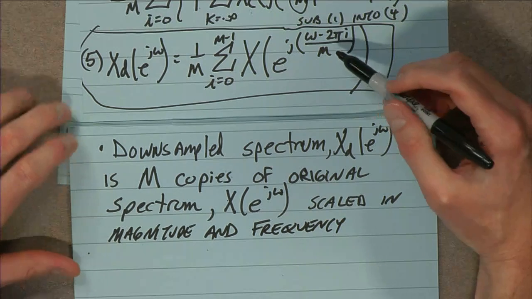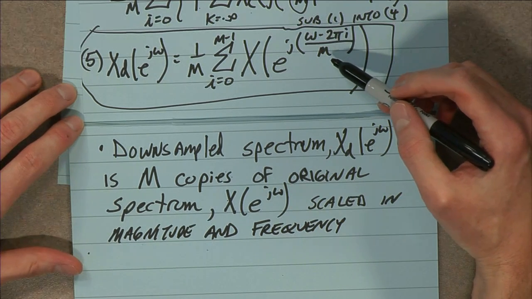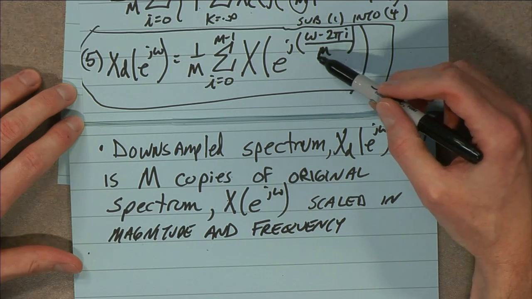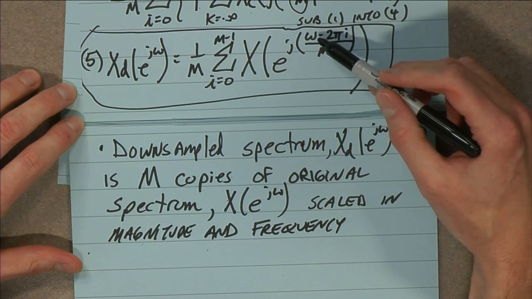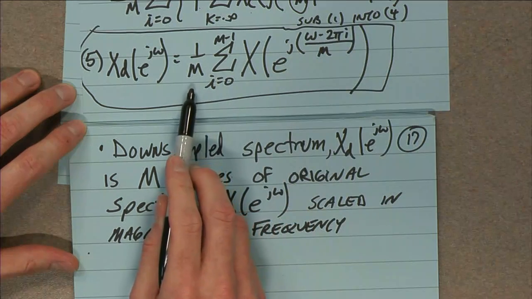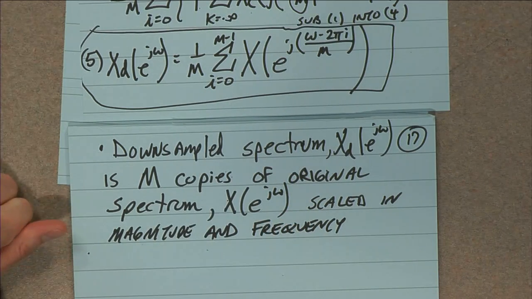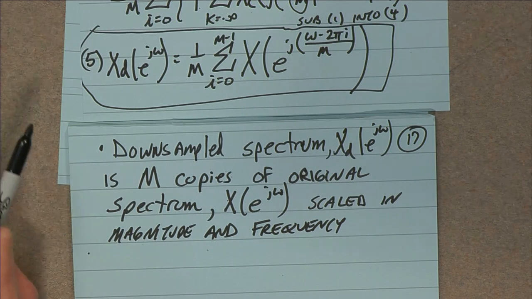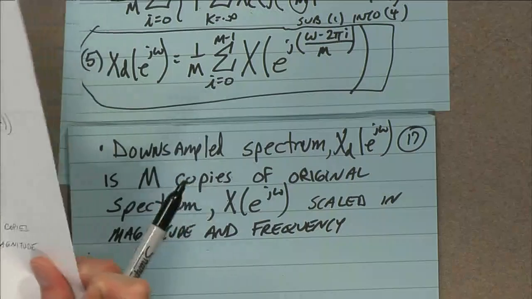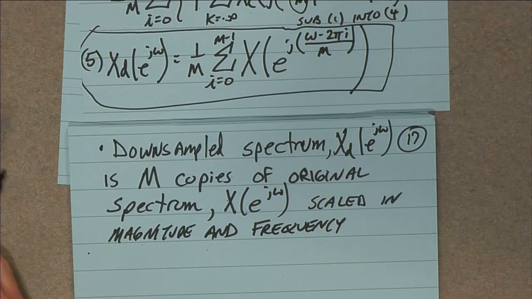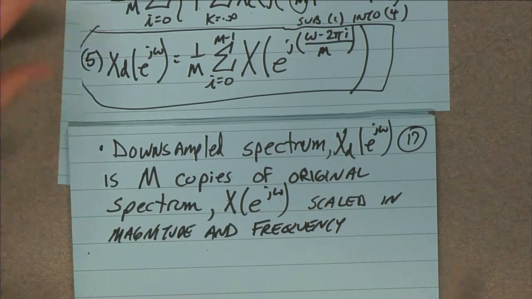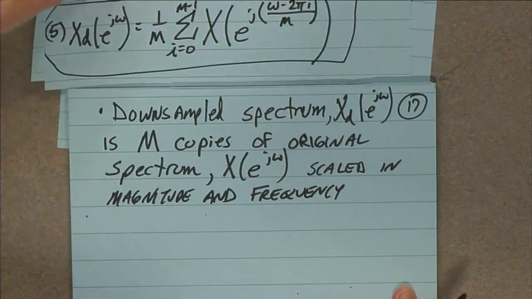And the scaling comes from, well, it's scaling and shifting, but the scaling comes from this divide by m in the frequency variable, and the magnitude comes by this 1 over m in the expression. So let's do a simple example to get a feel for how this works, where m is going to be 2.